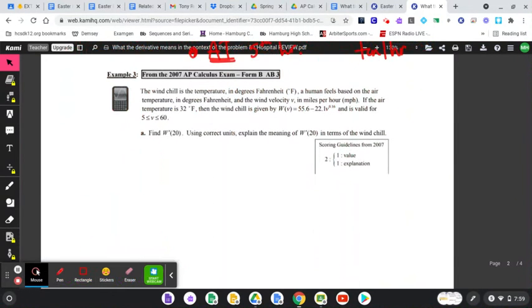The wind chill is the temperature in degrees Fahrenheit a human feels based on the air temperature. This was a nasty question. In degrees Fahrenheit, I feel like there's a lot of units here. They're describing wind chill. It's the temperature in degrees Fahrenheit a human feels based on the air temperature in degrees Fahrenheit, and the wind velocity is measured in miles per hour. Then they give you this function for wind chill. Find W prime of 20. Mathematically, piece of cake.